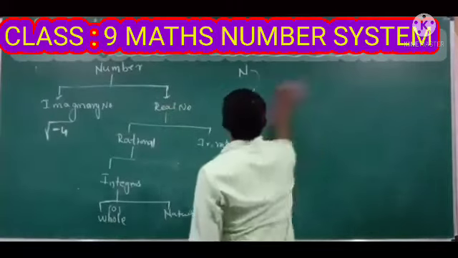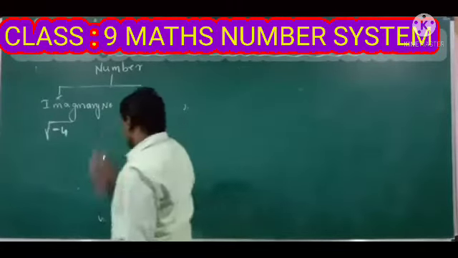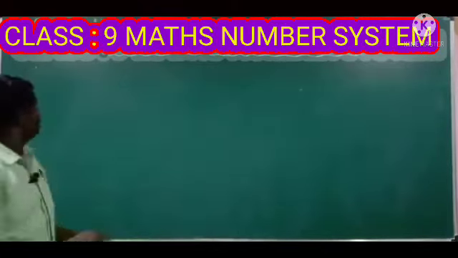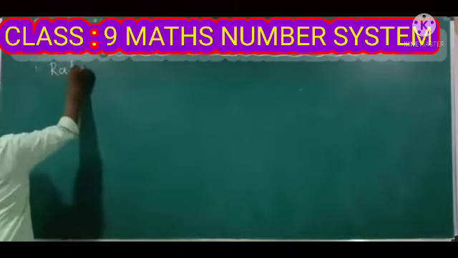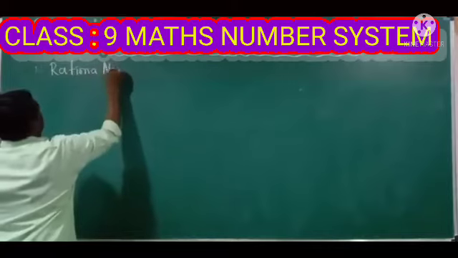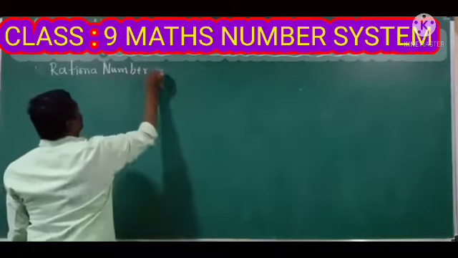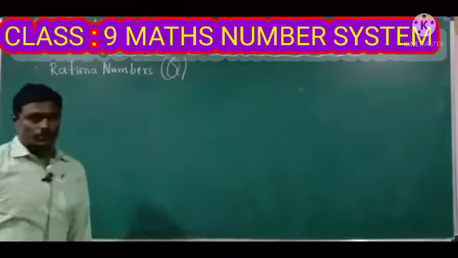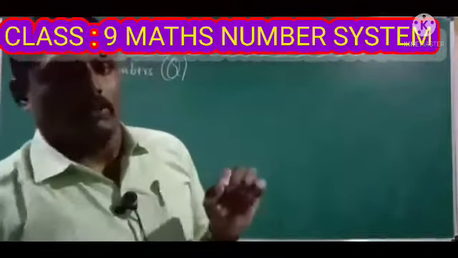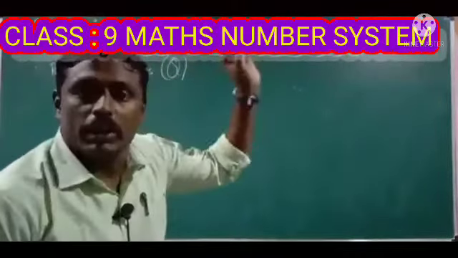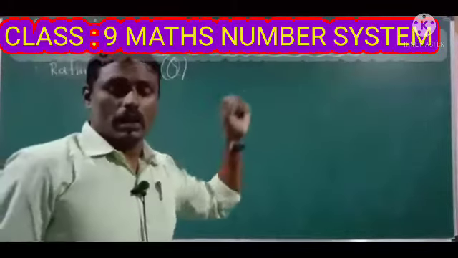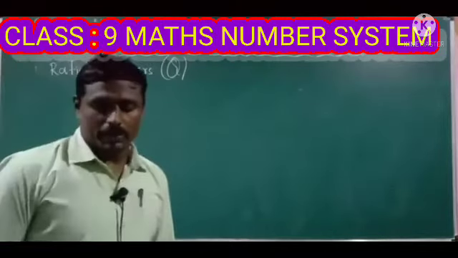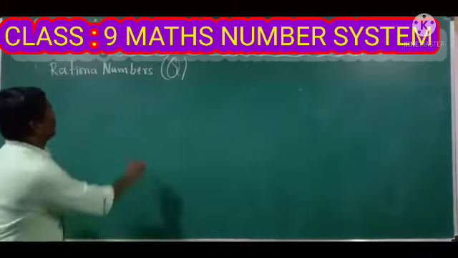Okay, now come to the main concept, that is rational numbers. You already know the definition of rational numbers. These rational numbers are represented with the symbol Q. So how can you define rational numbers? The numbers which can be represented in the form of P by Q are called rational numbers.